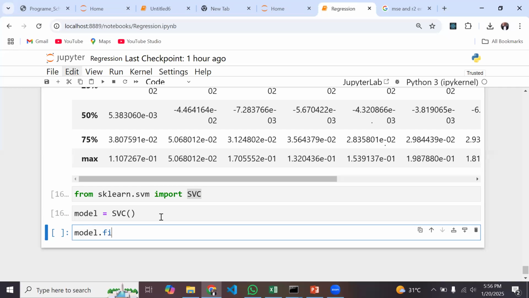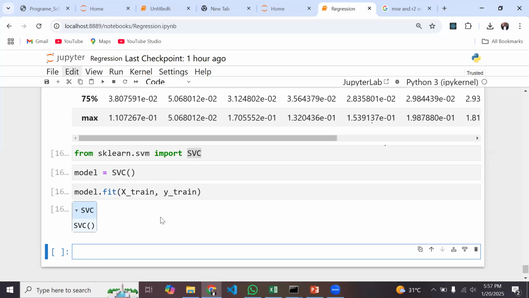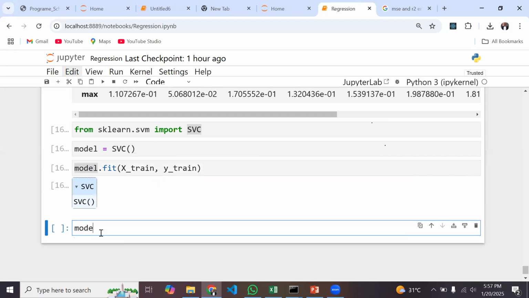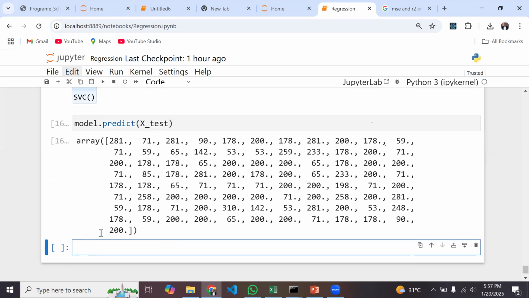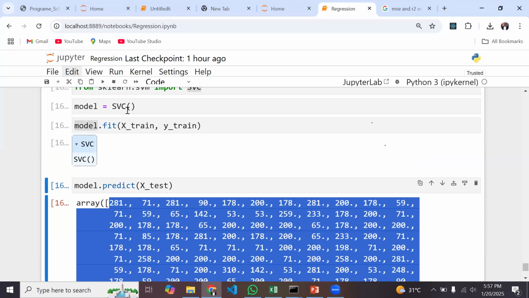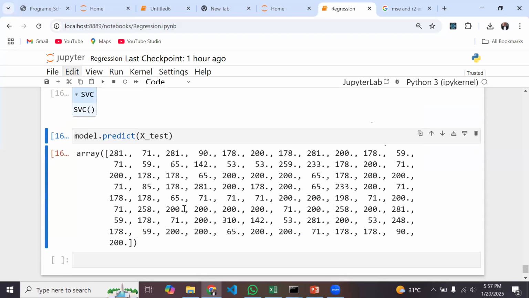Now, if I do model.fit and pass in my X train and then my y train and run this, clearly some model has been built one way or the other. Now, if I do model.predict and pass in the X test and run this, we still get some values one way or the other. But the point is, you may get these values and you may report on them.